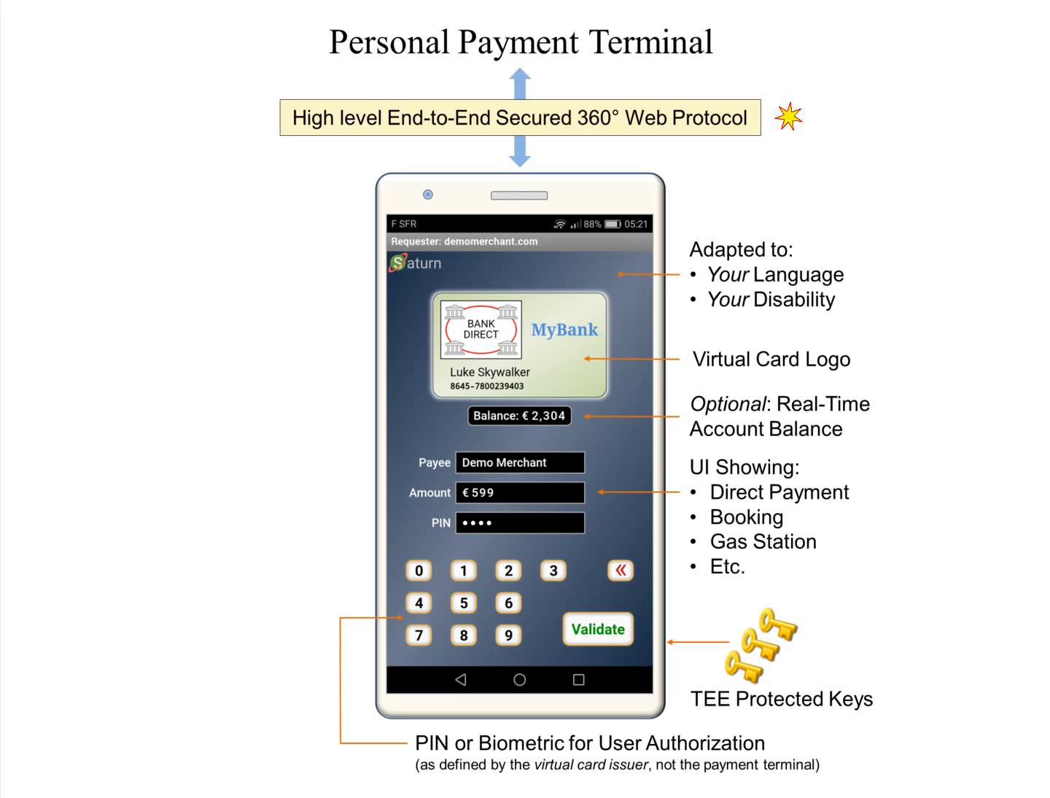The high-level end-to-end secured 360-degree web protocol may sound like pure marketing BS, but it just means that the very same protocol and security solutions are used for all merchant-initiated payment scenarios. The idea behind that is to reduce integration costs for banks and merchants, as well as creating a more versatile system for consumers. The universal approach, though, affects user experience.